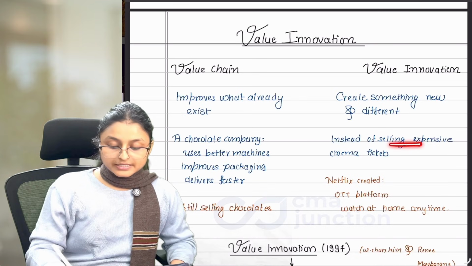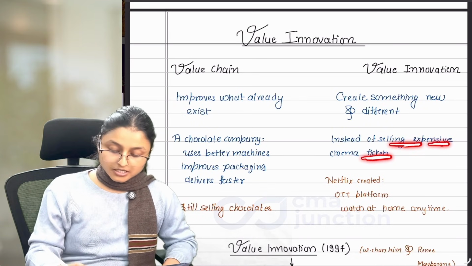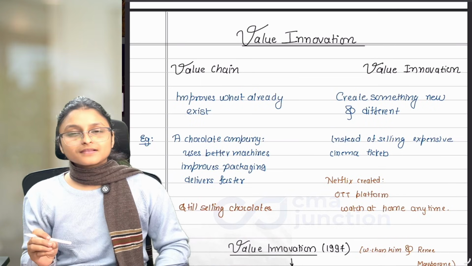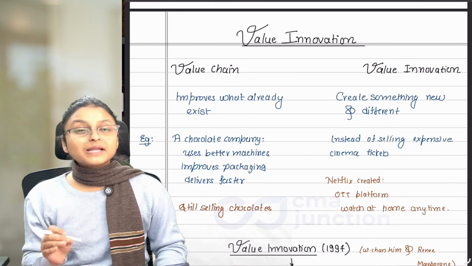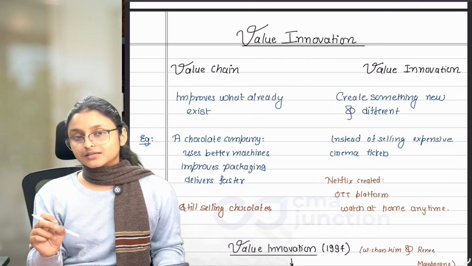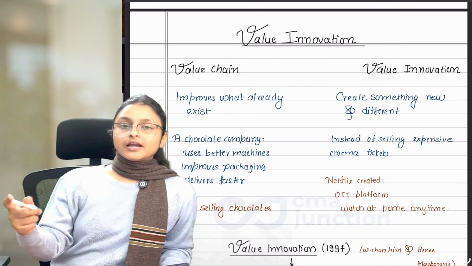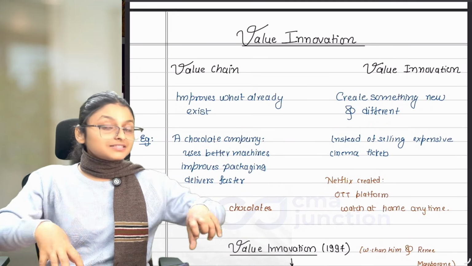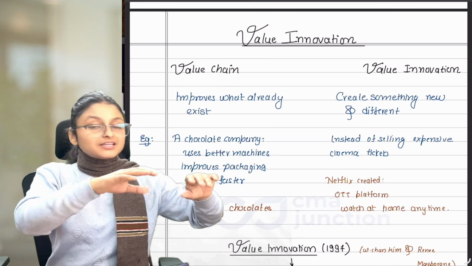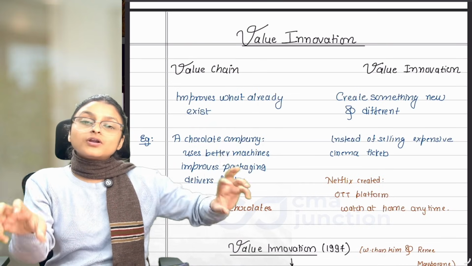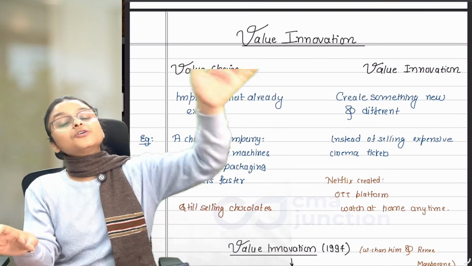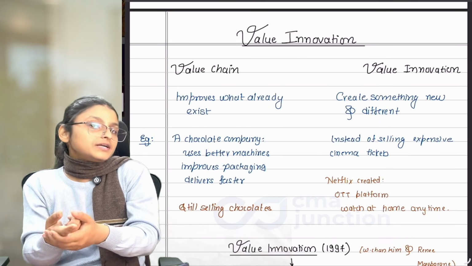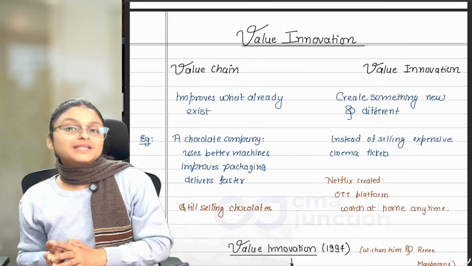For example, instead of selling expensive cinema tickets, what did Netflix decide? They opened their own OTT platform. There was nothing like an OTT platform at that time when Netflix started it. What is OTT? Over the internet. Why do we call it over the internet? Because this was the system which was developed when the cable TVs were already working. We developed something over and above the cable TV, and we are providing the service through the internet, and that is why it is known as over the internet.